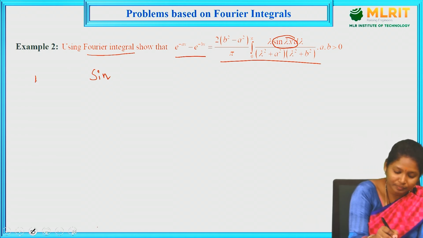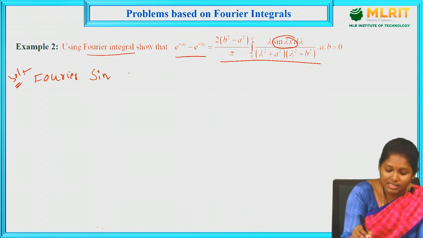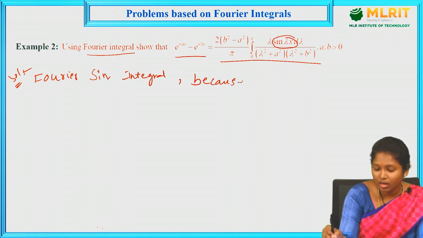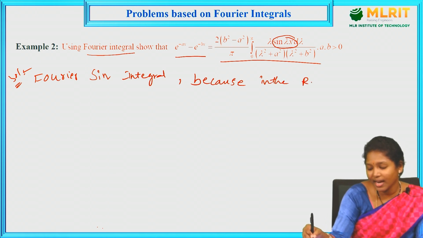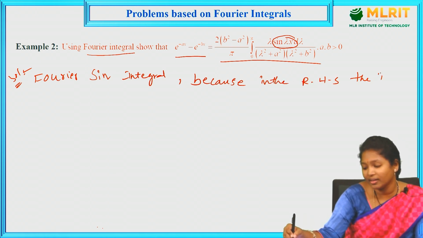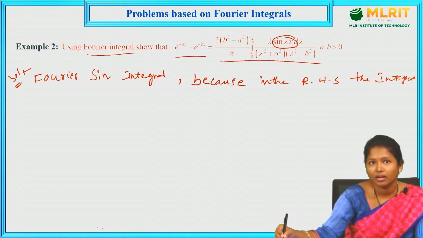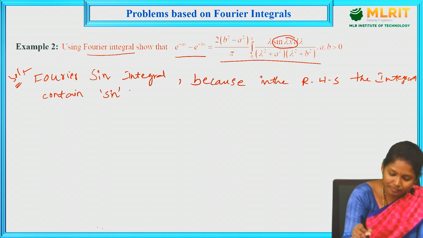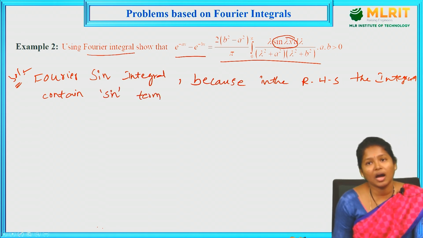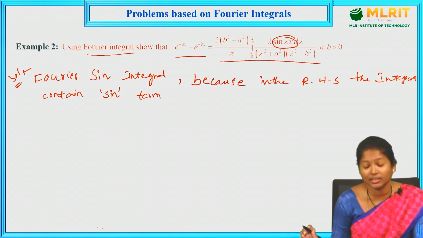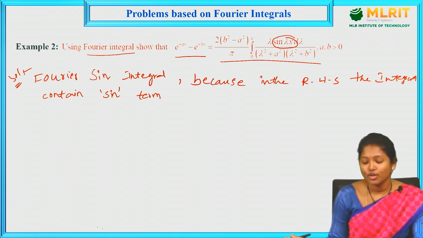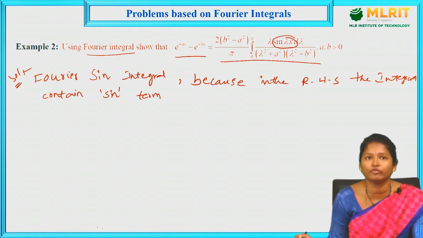Fourier sine integral, because on the right hand side the integrand contains a sine term. I already discussed this: Fourier integrals are chosen based on the integrand present in the result. Here sine is present, that's why we are using the Fourier sine integral.